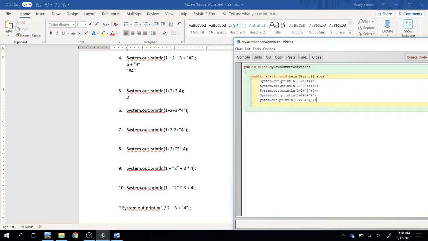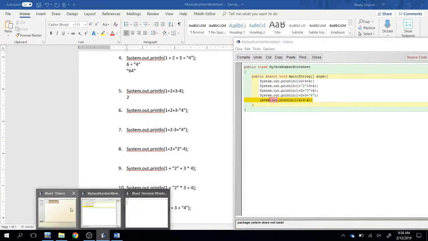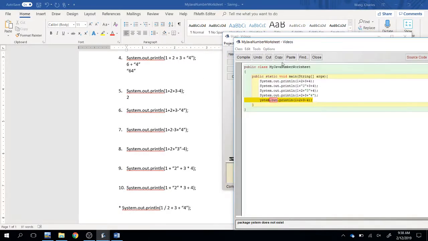Check it. Compile. Oh, deleted one too many things.